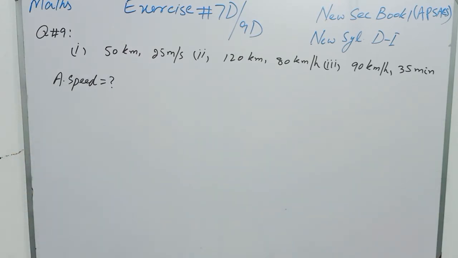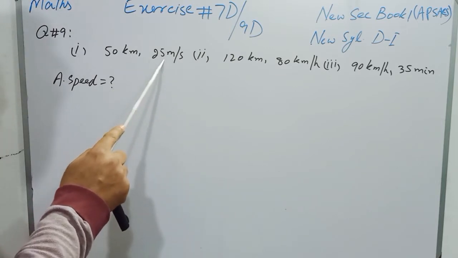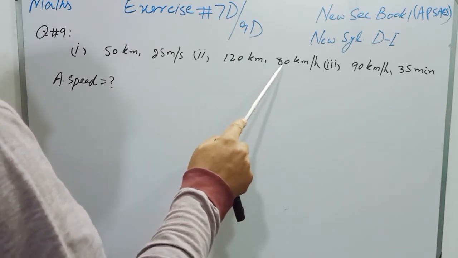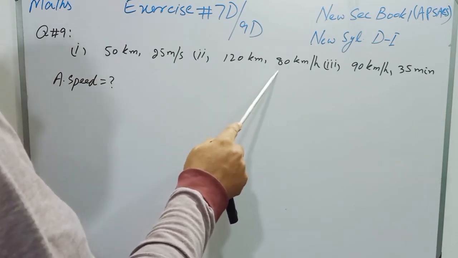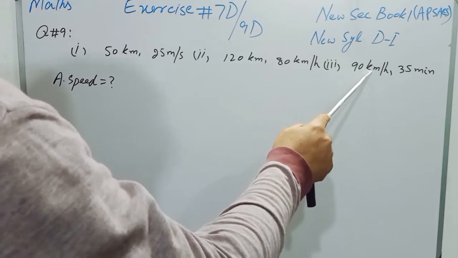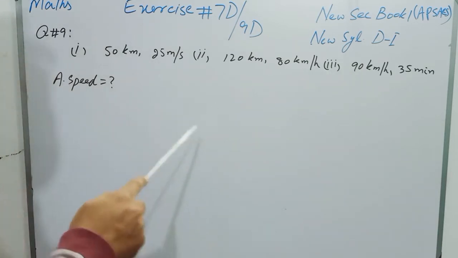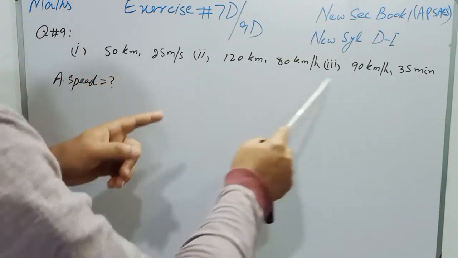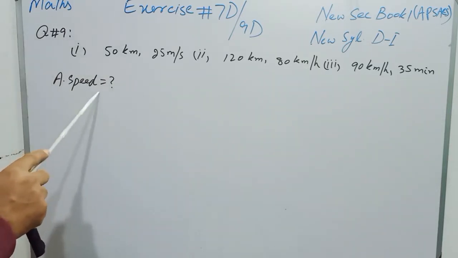So students, there are three parts of the journey. In first part, distance is given and average speed is given, so we will find the time for first part. For second part, distance is given and average speed is given, so again we will find the time taken for the second part. And for third part, average speed is given and time is given, so in third part we will find the distance. So at the end we will sum up all the three distances and all the three times, and then total distance will be divided by total time taken, and that will be the average speed.